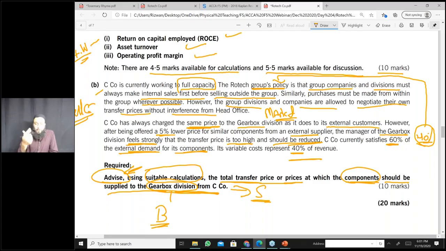Now, if you are required to advise and no method is given here, do you think any method is given that you have to use for advice? Any method given? Say yes or no. No method is given. So if no method is given, you will always give advice using the general rule. Make a rule for yourself in transfer price: if nothing is given, use the general rule for your advice.